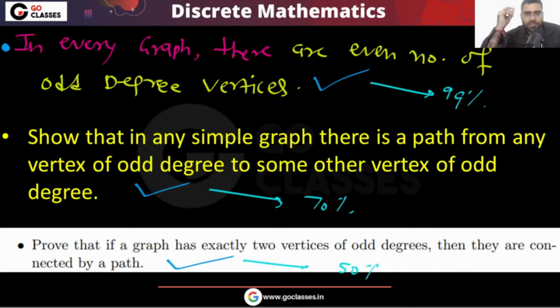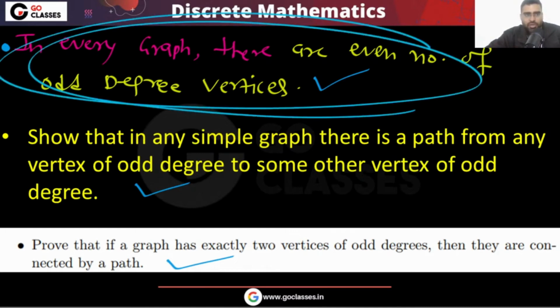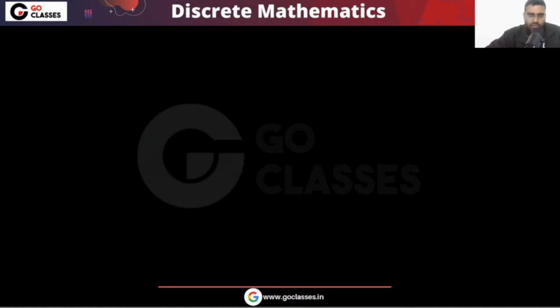So the first, second and third statements are basically the same. The same theorem you are writing in three different ways. If the first statement comes in the GATE exam, many students will be able to solve it, but some students will not be able to solve the others. This is the problem: what we know, we can't apply.